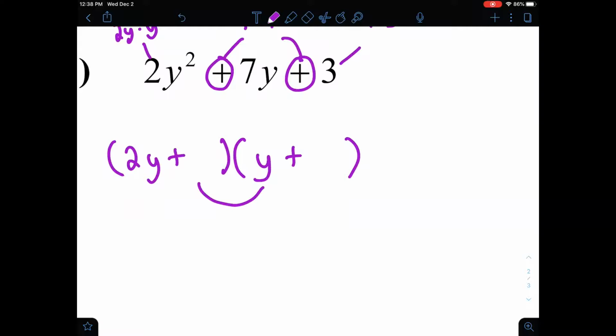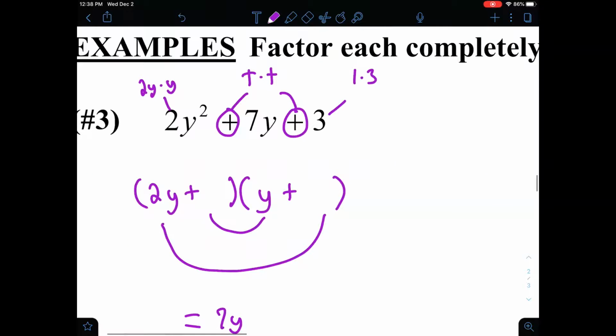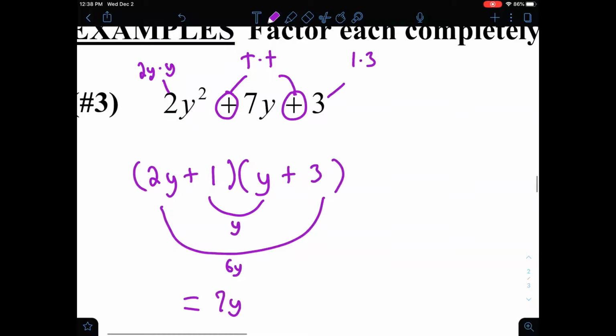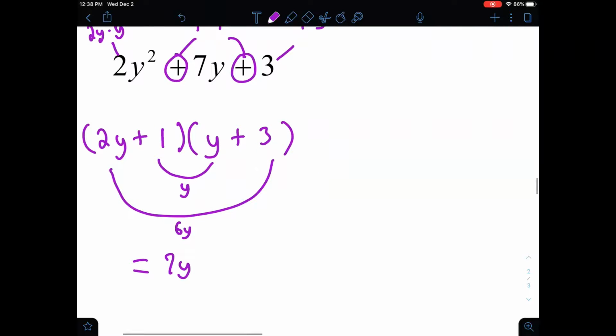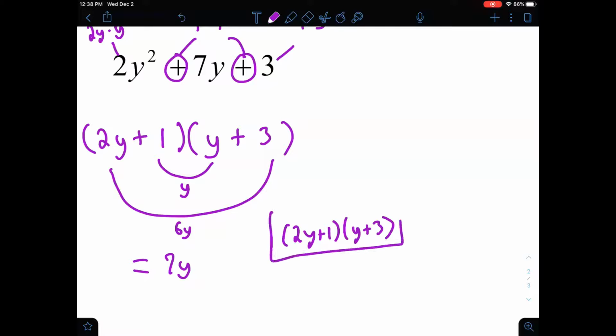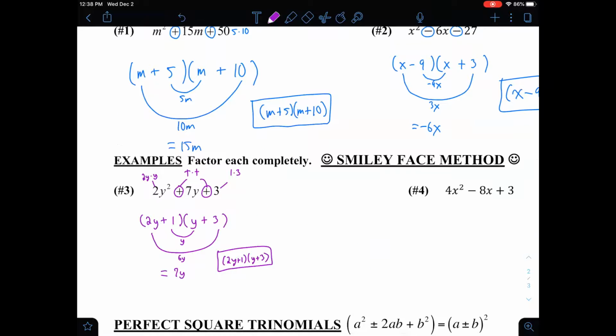So now when we do this, we want the inside and outside terms to add up to 7y. So what should I put where with the 3 and the 1 to end up with 7? If I put the 3 here and a 1 here, that's going to be 3y, and 2y is going to be 5y. That's not what we want, right? So let's flip it around. Let's go ahead and do 1 here and 3 here. Well, that's going to be y, and it's going to be 6y, and those are going to add up to 7y. So that is the correct answer. We're going to get 2y plus 1 times y plus 3. And there's your answer. That's factored using the smiley face method.